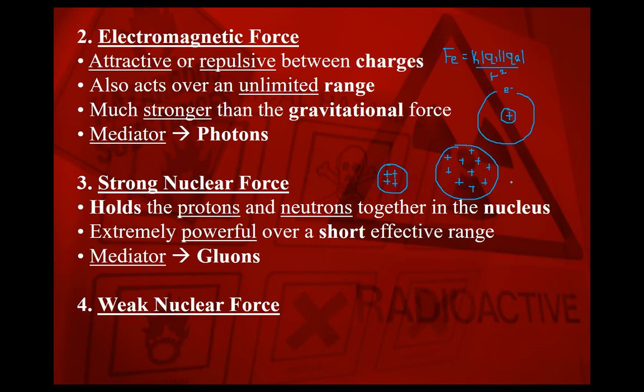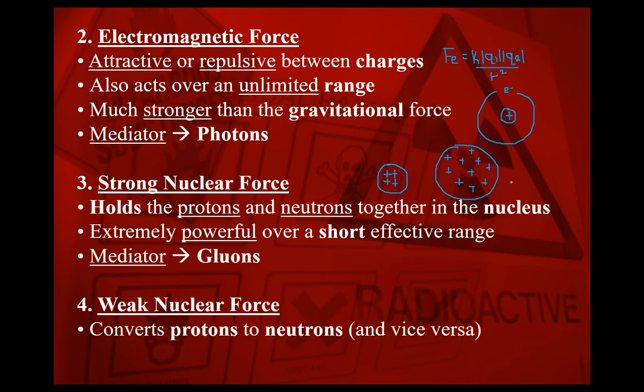Okay, the fourth fundamental force is the weak nuclear force. What does the weak nuclear force do? It's responsible for converting protons to neutrons and vice versa. We already talked a little bit about this when we described beta negative and beta positive decay. In beta negative, there was the emission of an electron, in beta positive, the emission of a positron, but also there was a conversion between protons and neutrons when we went from our parent to our daughter isotopes. That's what the weak nuclear force does.